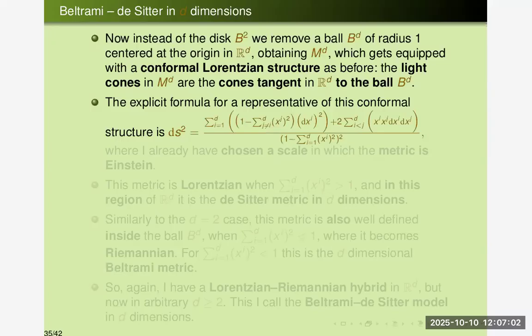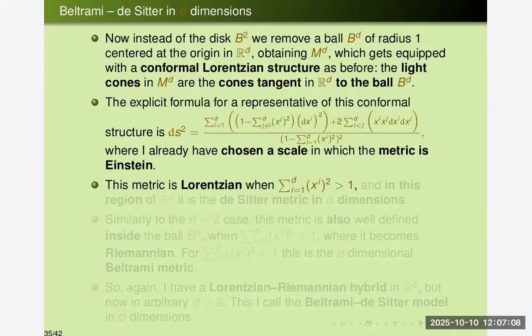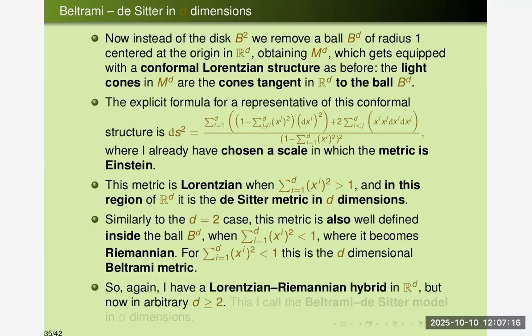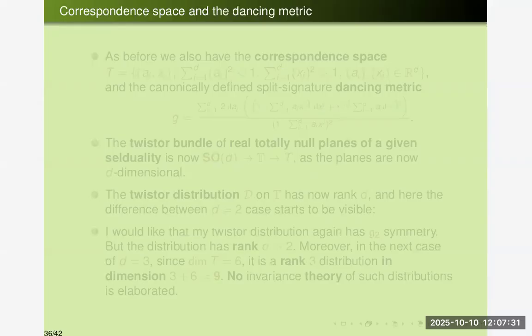So I can even write an explicit formula for this thing in any dimension. And again, this metric is Lorentzian outside, but it's Riemannian inside. So again, we have a Lorentzian-Riemannian hybrid in R^D, which is just gluing conformally the de Sitter with Beltrami inside. Okay, so this is easy.